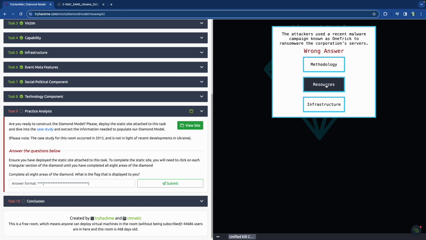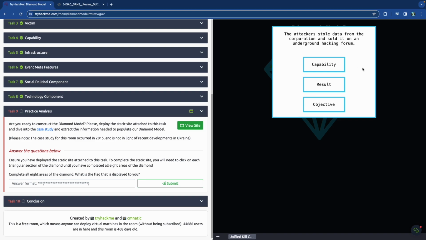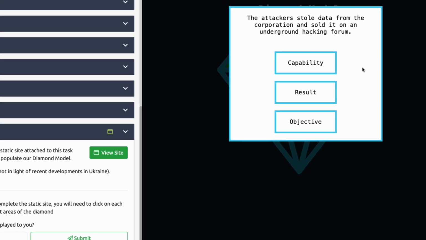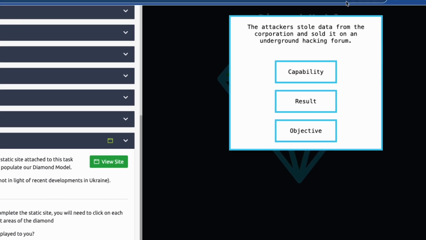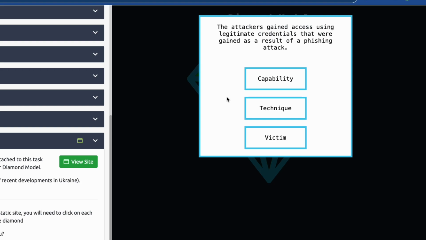Oh, wrong answer. So maybe infrastructure? Nope, resources. Okay. So I guess it's nice that they tell you when you have a wrong answer or not. The attackers stole data from the corporation and sold it from an underground hacking forum. That would be the objective. Really, that's the result. Okay. The attackers gained access using legitimate credentials that were gained as a result of a phishing attack. So this could be a technique or a capability. I'm going to say the technique.